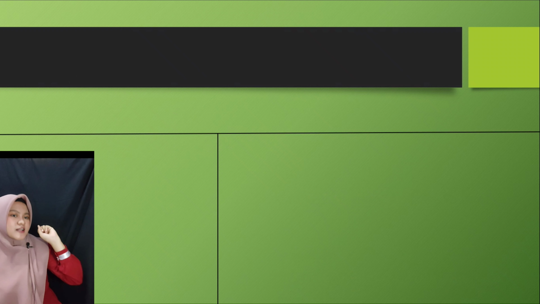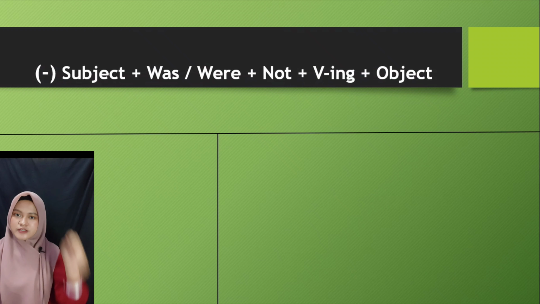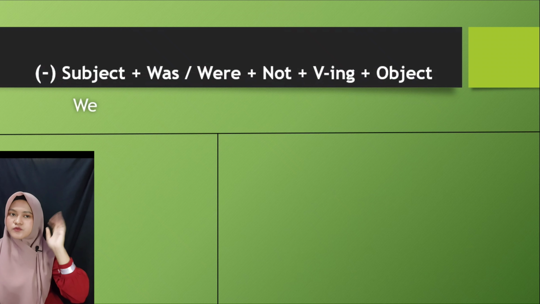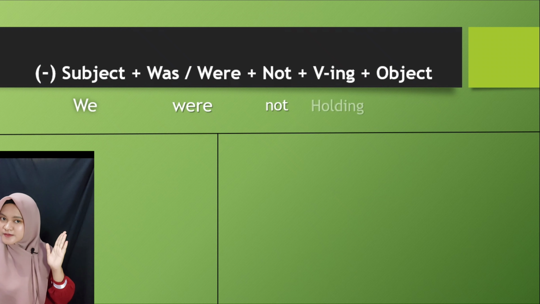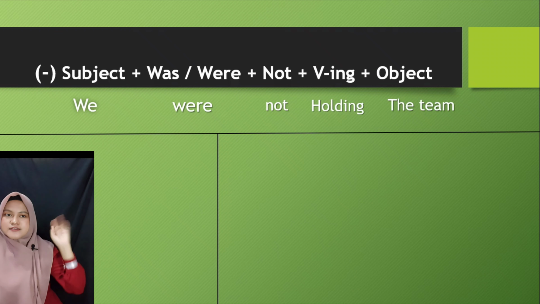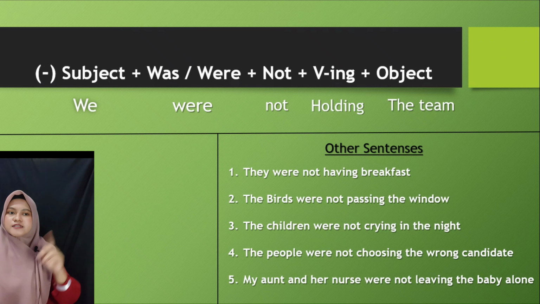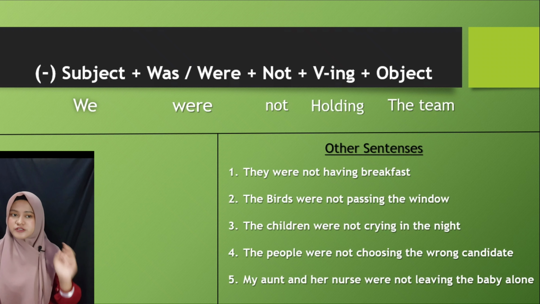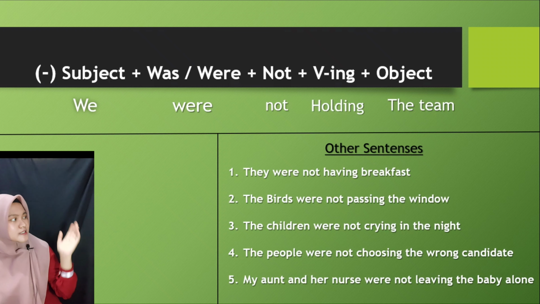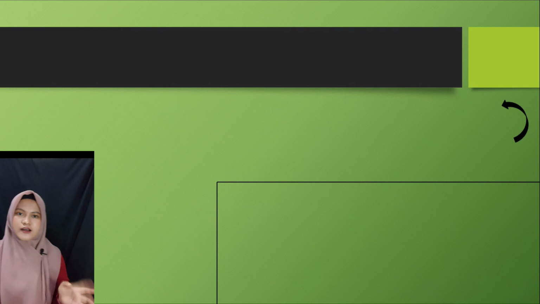And for the negative, here the pattern is subject, was or were not, verb ing, and object. I use the subject we and the auxiliary were. That's good. And not, holding the object. I use verb ing, holding, here. And other sentences: They were not having a breakfast. The birds were not passing the window. The children were not crying in the night. The people were not choosing the wrong candidate, and others.